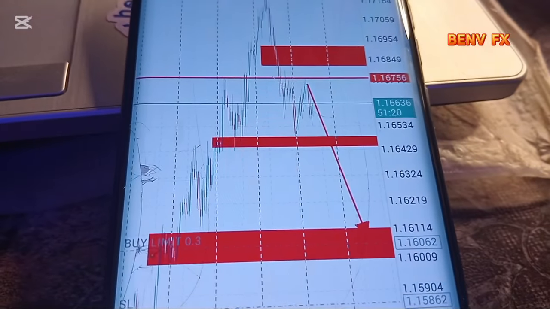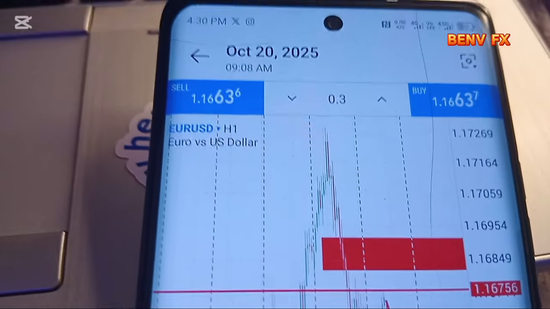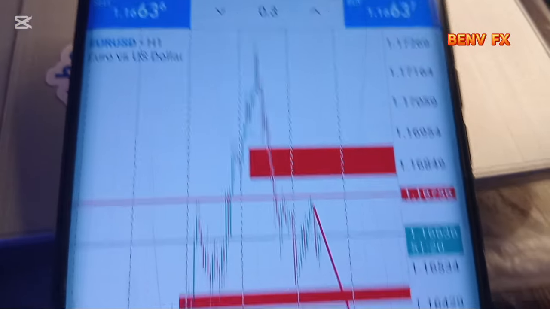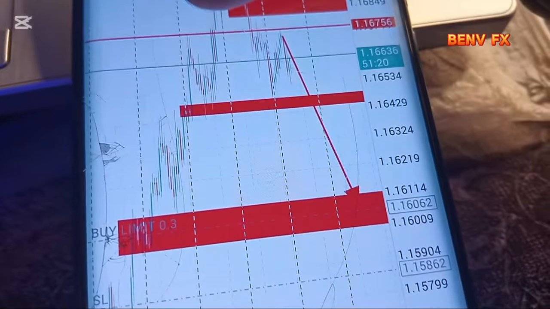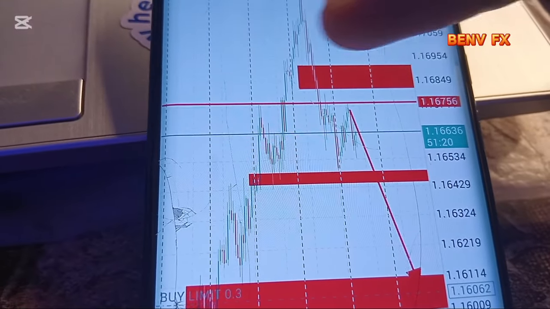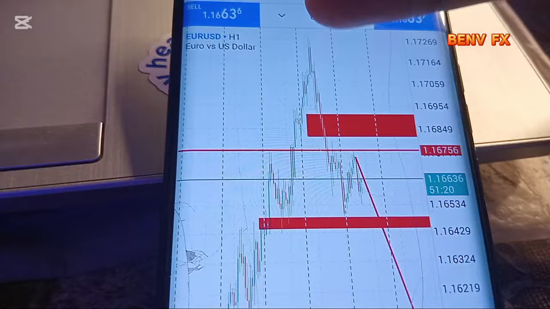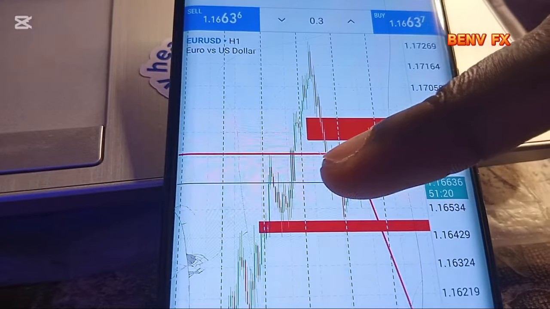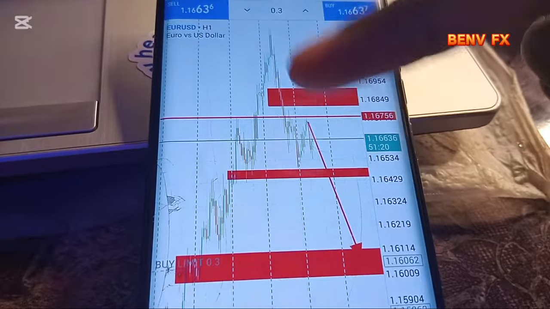This one is the Euro USD analysis that I do with my phone in the morning. I see this pattern in the morning as I come on my screen. I see a head and a shoulder: this is a shoulder, this is a head, and this is a shoulder. As you can see, a head and shoulders. So I do this analysis.